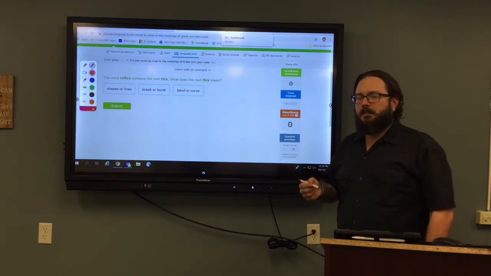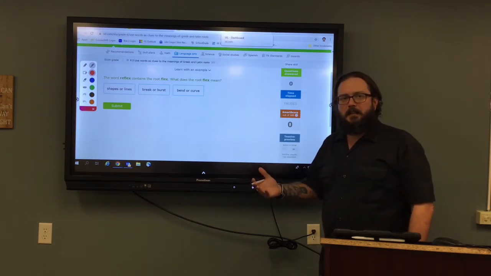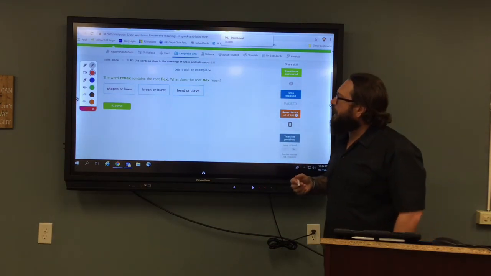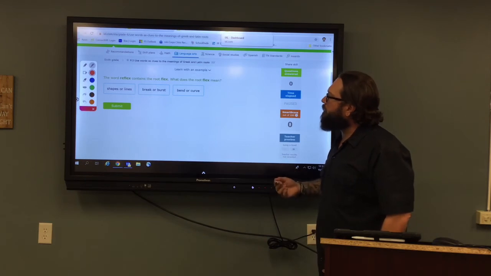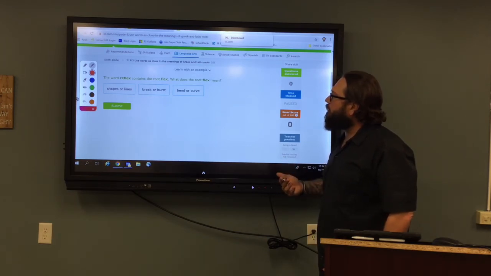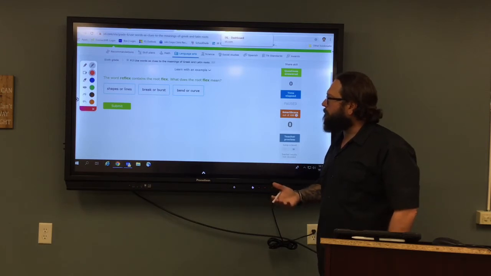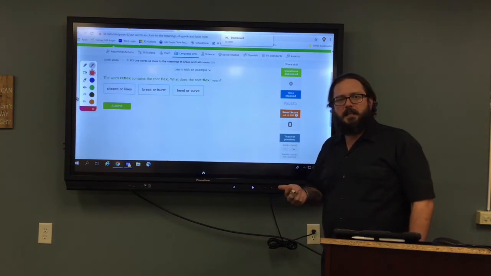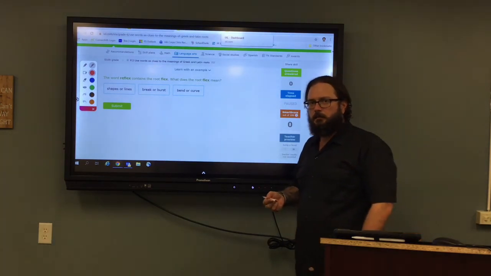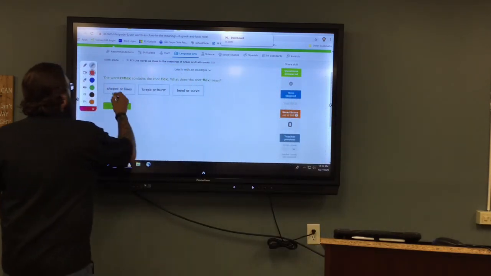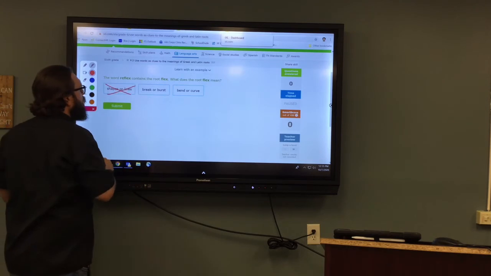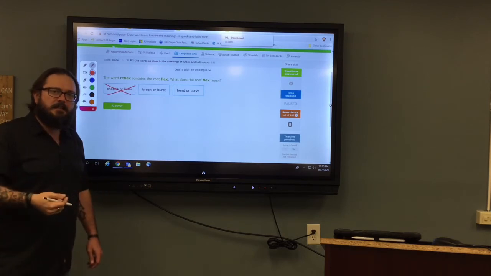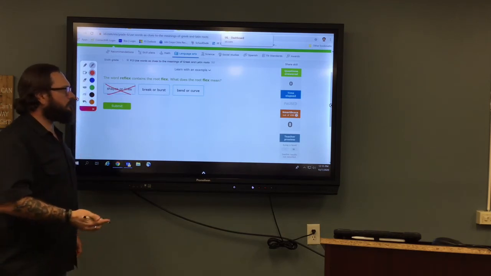Considering what that means, let's see what our options are and use this to determine the meaning of the root word flex. Our options are shapes or lines, break or burst, bend or curve. Shapes or lines, does that sound like what's taking place when the doctor's testing our reflexes? No. So we can rule that answer out. What about break or burst? Well, when they hit us in the knee, does anything break or bust open? No.